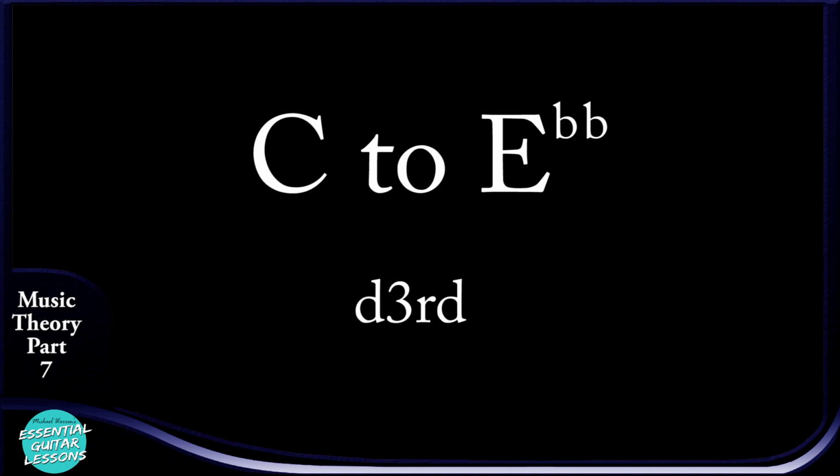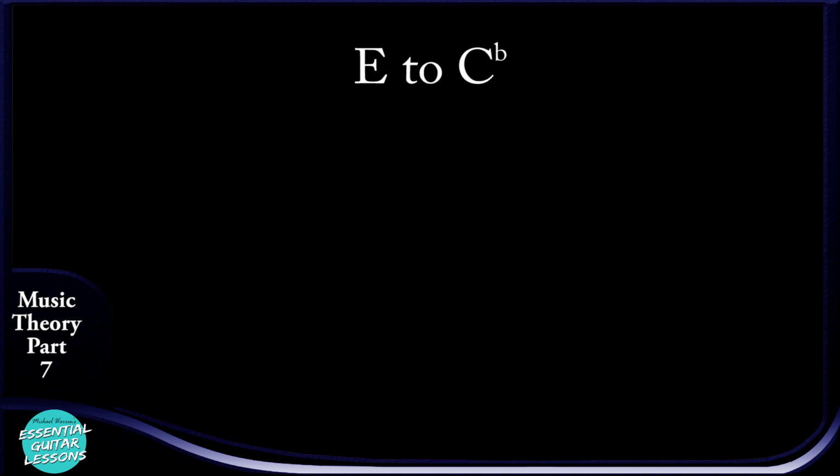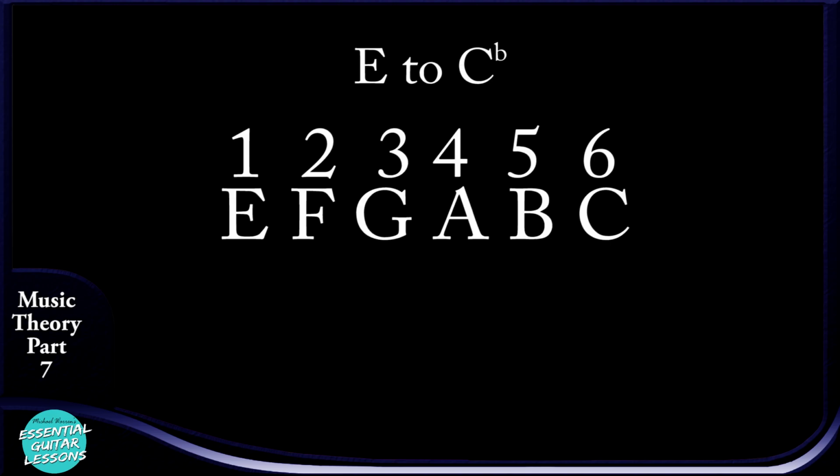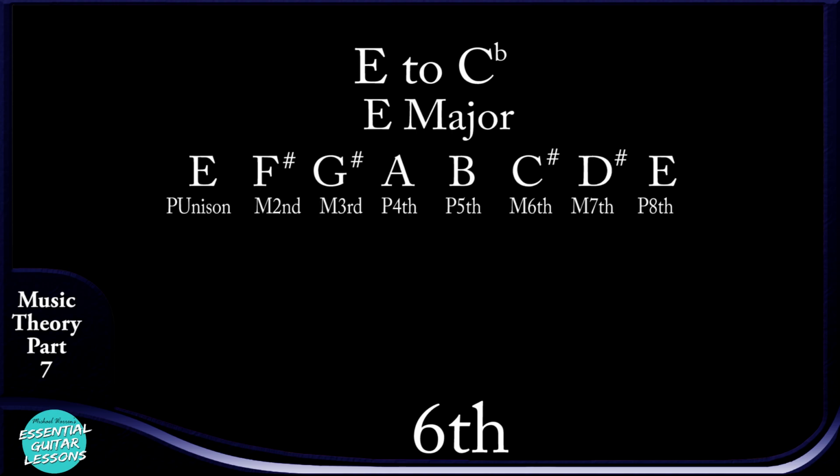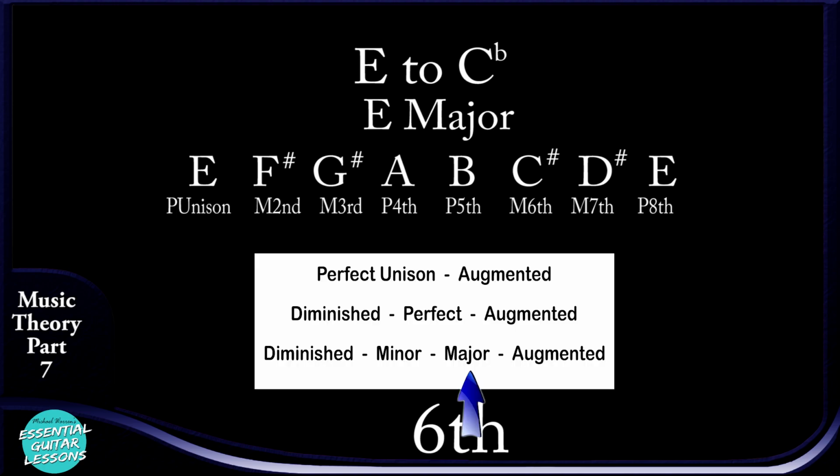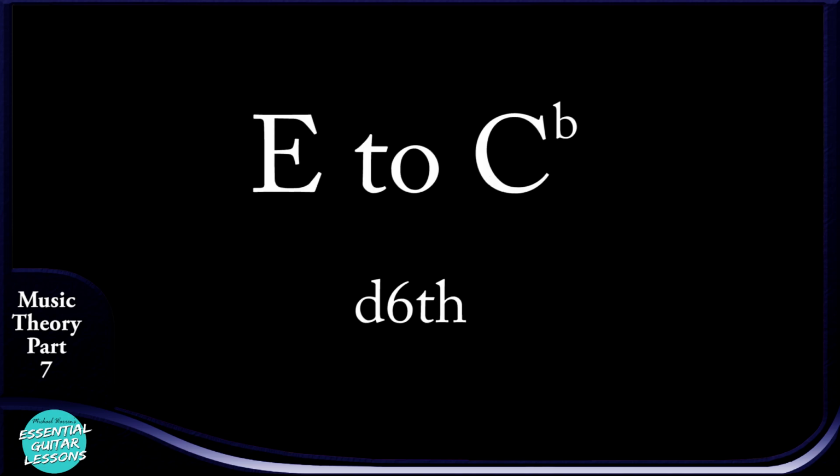Let's do another one like that. So let's go E to C flat this time. Do our count the same. E, F, G, A, B, C, so it's a sixth of some sort. We bring up the E major scale, and we know if it's C sharp, that would be a major sixth. So we go back one, would make it a minor sixth, and that would make it E to C. And then if we go back another one, because it's C flat, it becomes a diminished sixth there. So E to C flat is a diminished sixth.